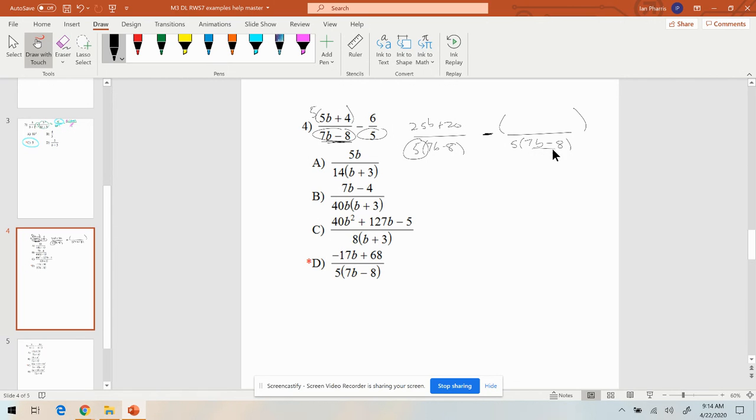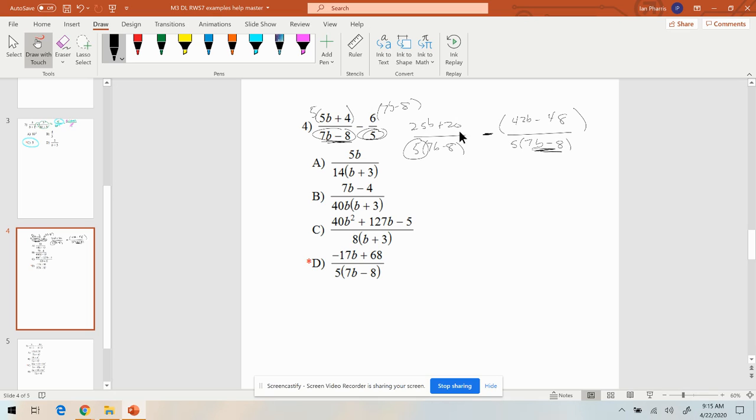What's missing from my second denominator right here? Well, it's missing the 7b minus 8. So I'm going to distribute 7b minus 8 times this stuff. Distribute, that's 42b minus 48. And we have to remember to distribute this negative through.